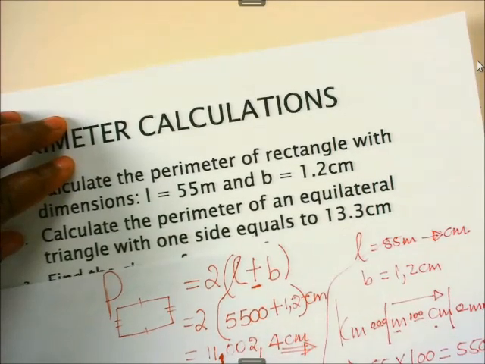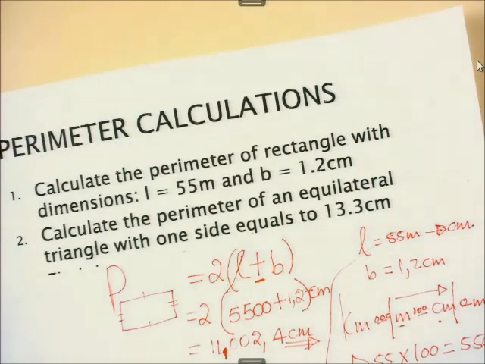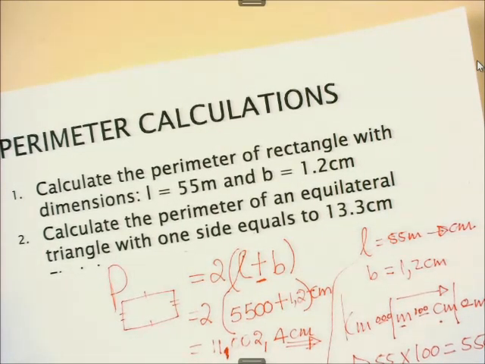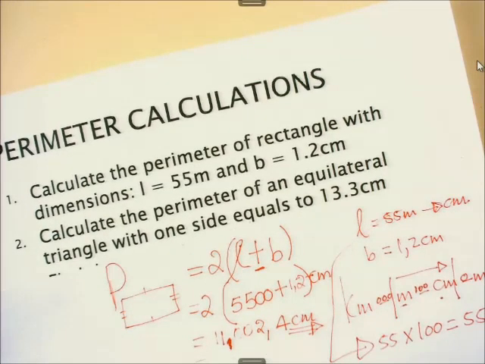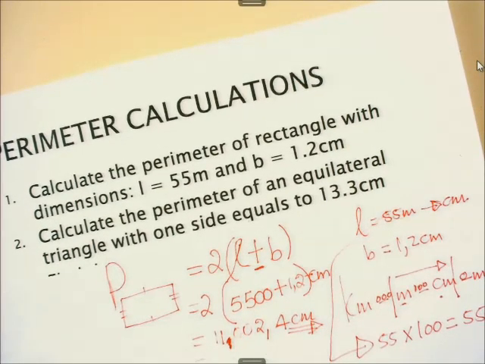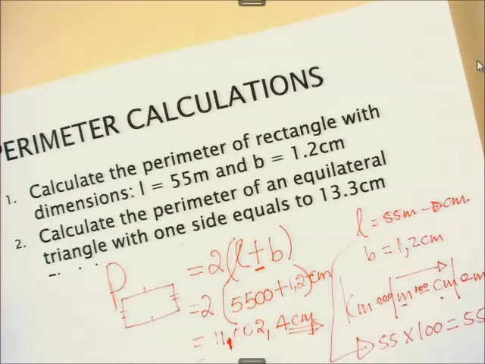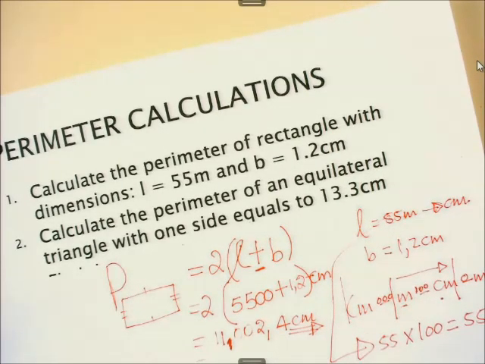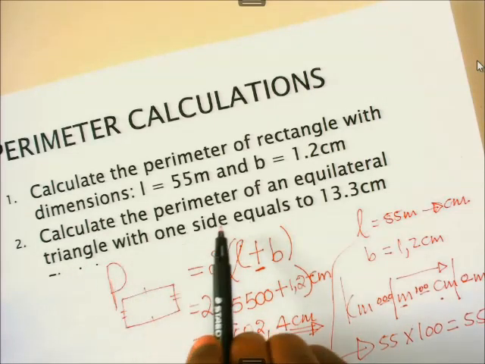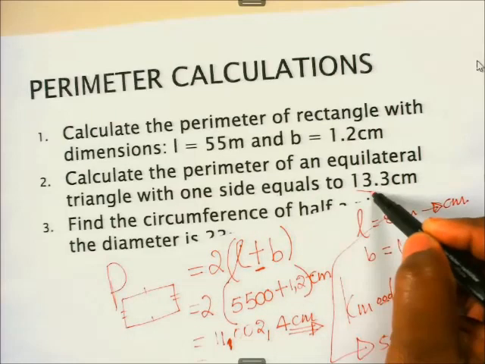Example number 2, it says, calculate now the perimeter of an equilateral triangle with one side equal to 13,3 centimeters. You must remember, an equilateral triangle is that triangle that has all the sides equal. It means now our perimeter in this case will be, you must remember the perimeter of a triangle, we said it is side plus side plus side.